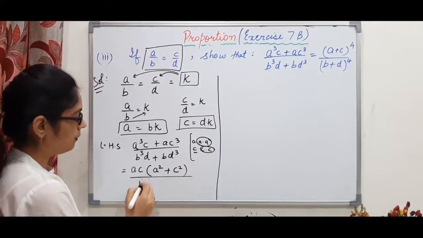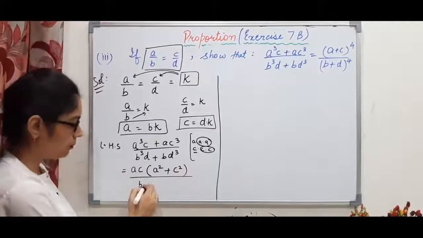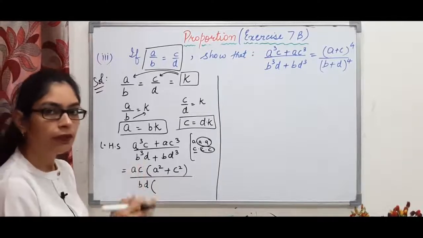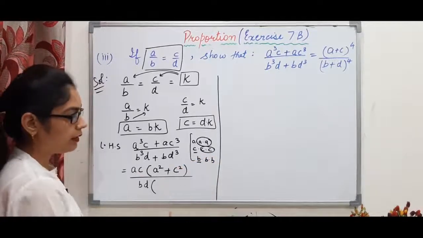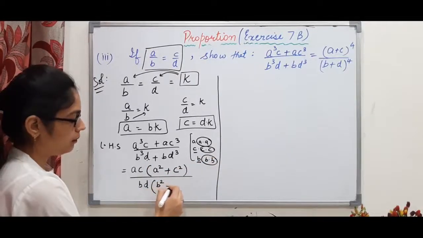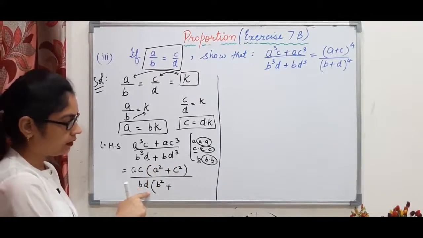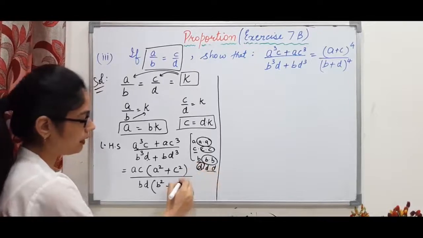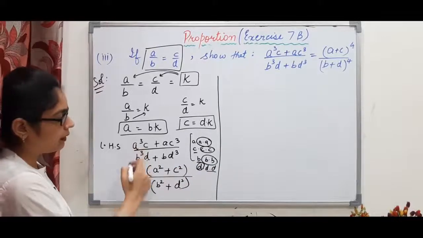Then in B cube D, same way BD is there in both, so we can take BD out. B cube means B into B into B. If I take one B out along with D, I am left with two B's, that means B square, plus again BD taken out. Three D's are there, D into D into D; one D taken out, the remaining two D's I write as they are. If you multiply it with the bracket terms, you will get the same terms.